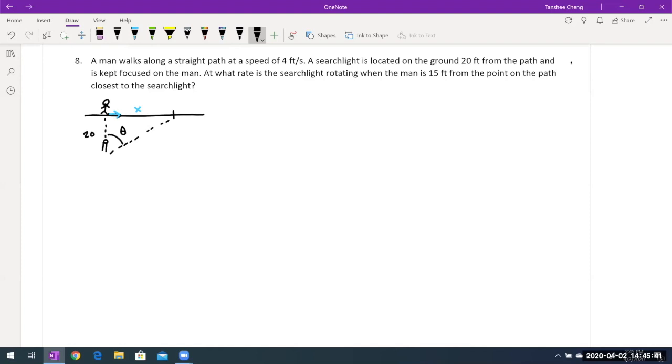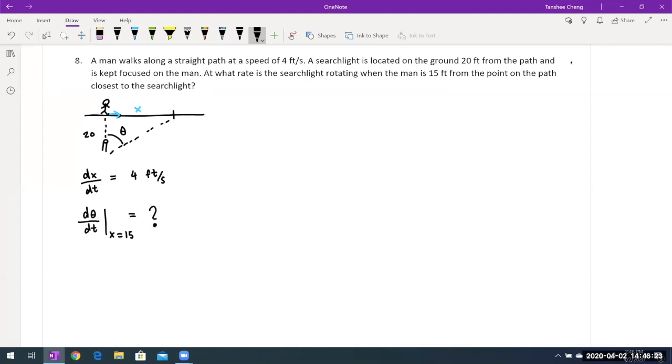So right here, it's giving you dx/dt, the speed of the man walking, which is 4 feet per second. That's a constant speed. And we want to find the rate of change in the rotation of the searchlight with respect to time when this man is 15 feet from the point closest to the searchlight, which is this part right here. We already know the closest distance from the searchlight to the path is 20 feet.